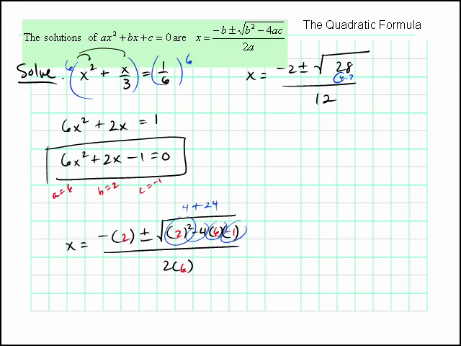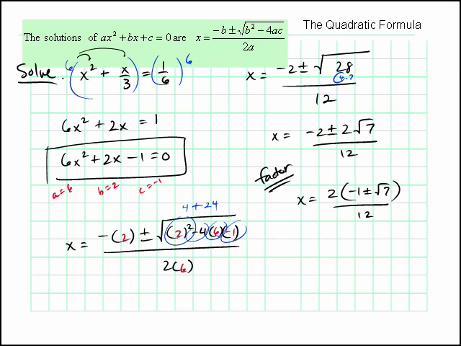So this will become negative 2 plus or minus 2 square root 7 all over 12. Now at this stage, remember how we simplified the previous example. I have to factor something out of the numerator. I can factor a 2 out of the numerator, and I end up with 2 times negative 1 plus or minus square root 7, and all of that is divided by 12.